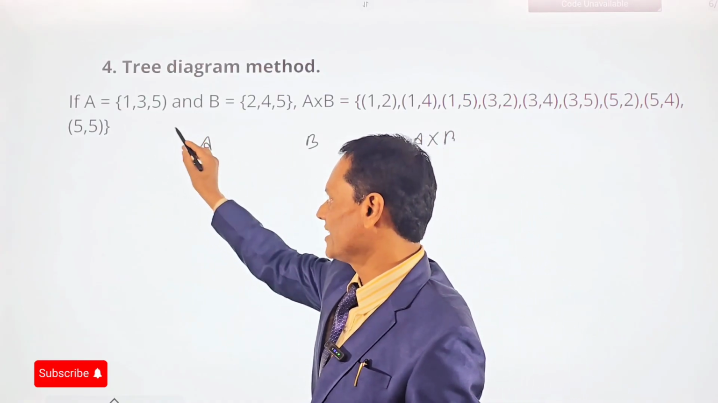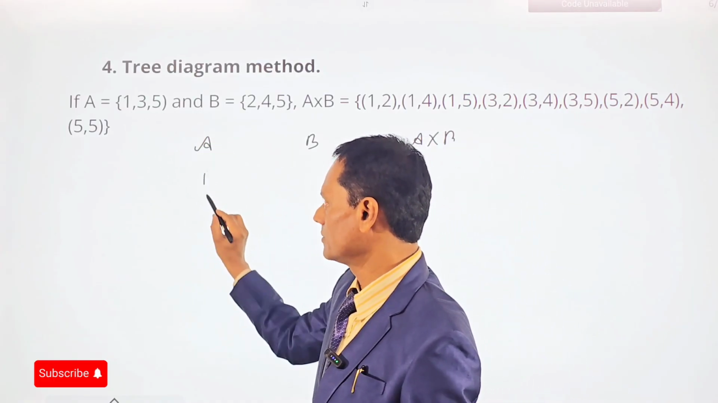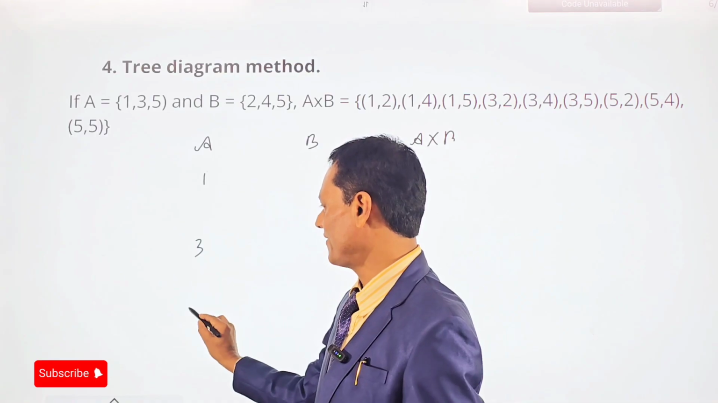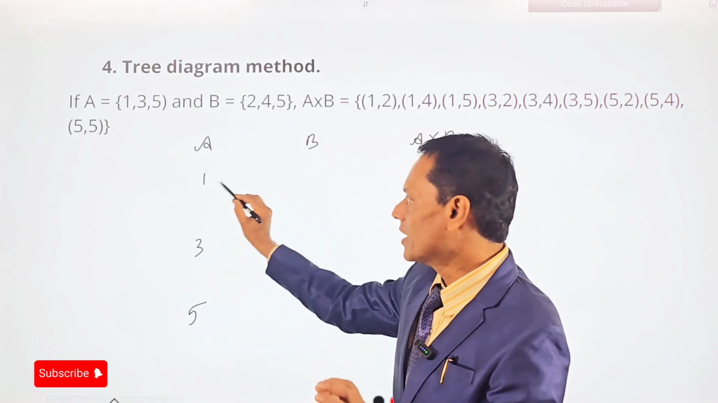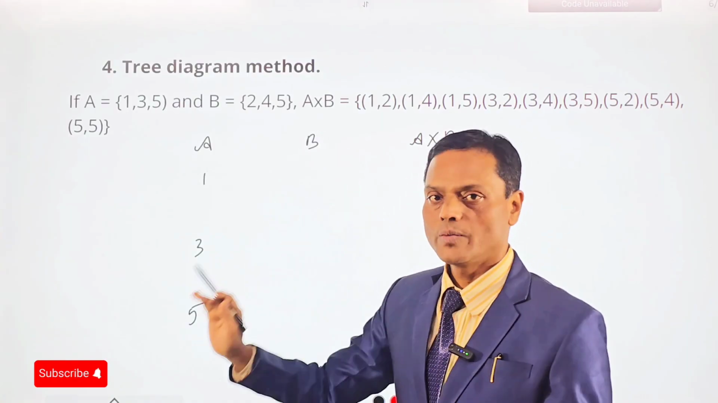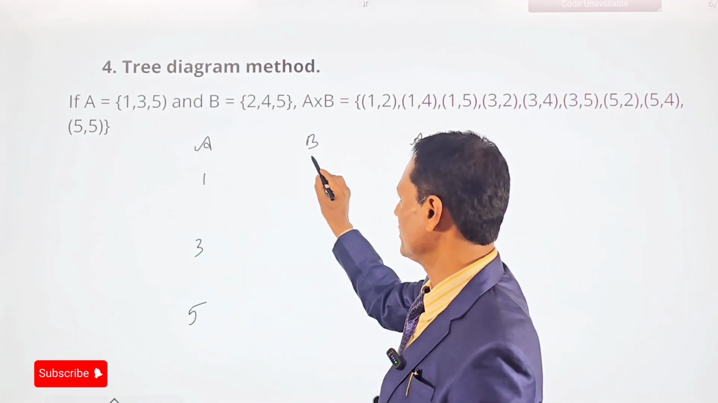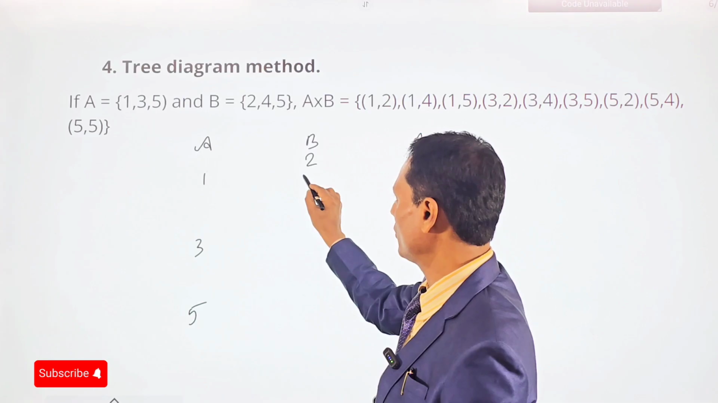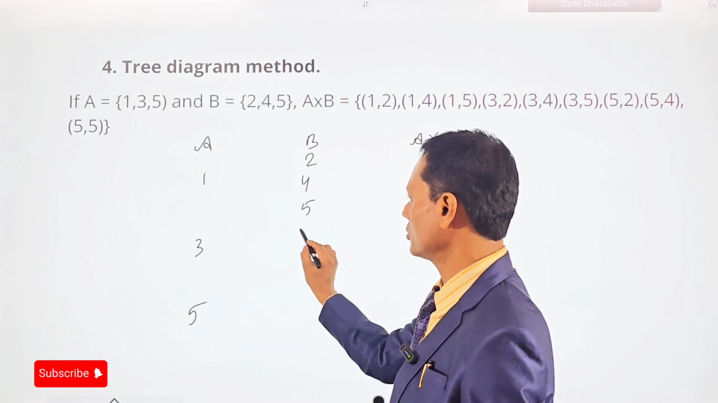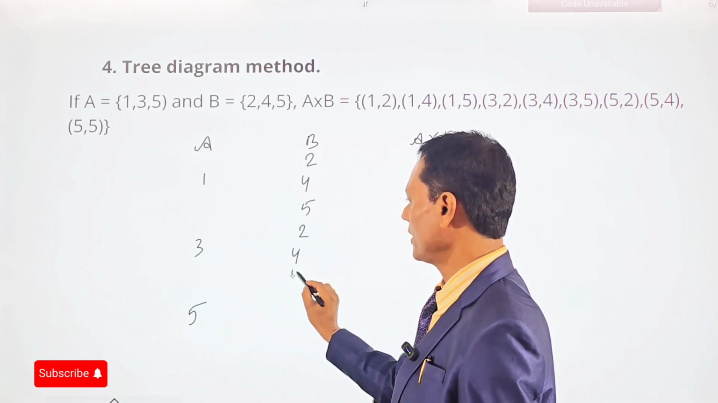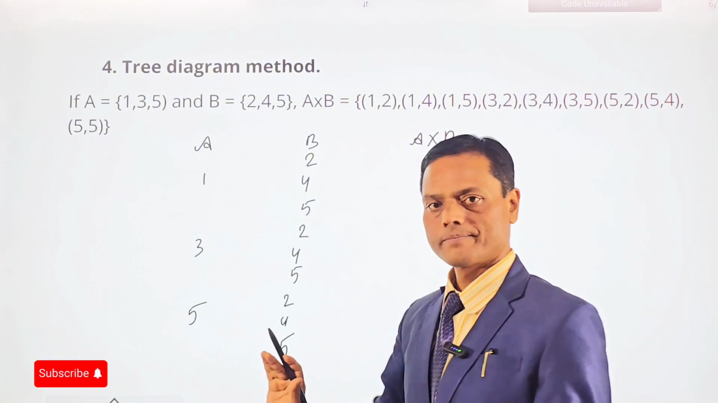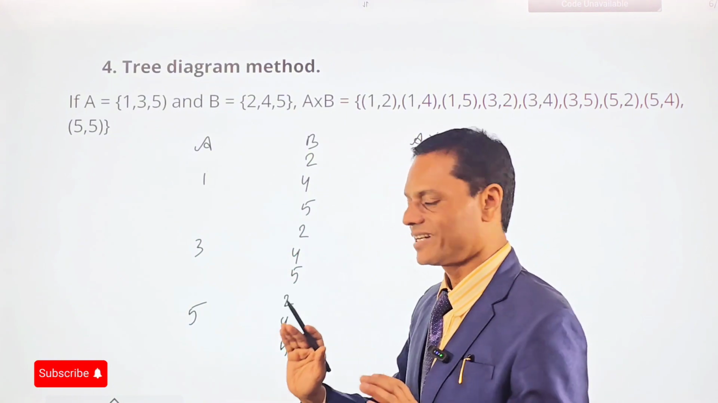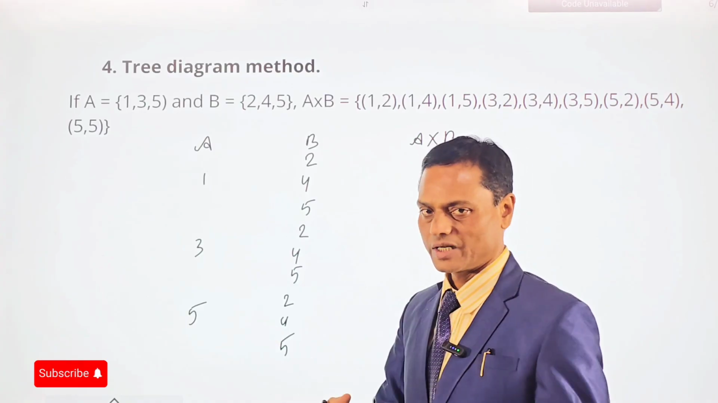Now, the elements of the set A, we can write here 1, 3, and 5, like this, as I am going to show you. With respect to each element of A, we write all the elements of the set B. We write here 2, 4, 5. Here also 2, 4, 5. Here also 2, 4, and 5. With respect to all the elements of the set A, we write all the elements of the set B.